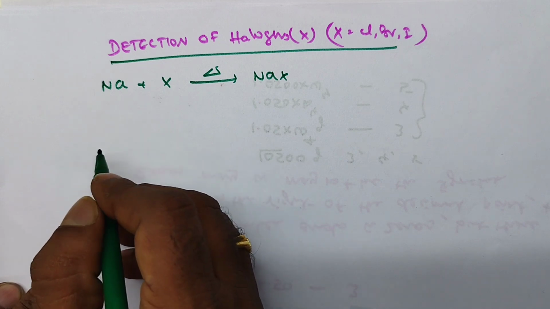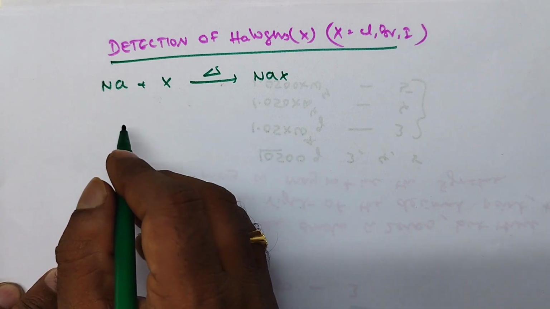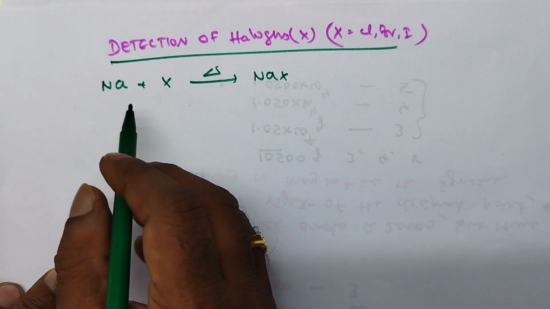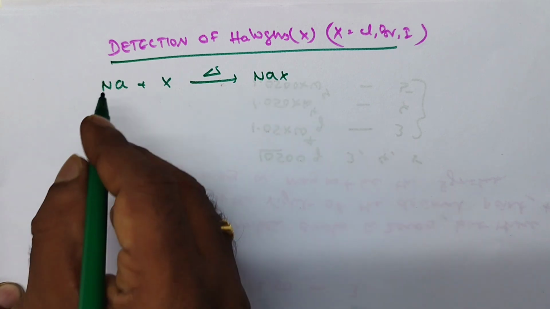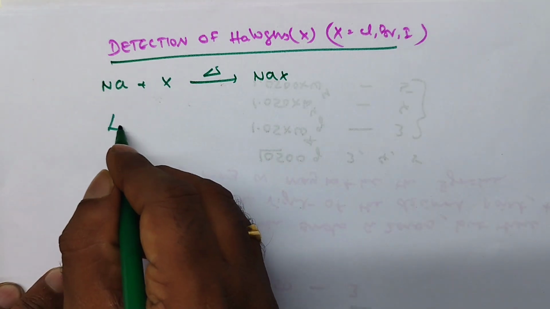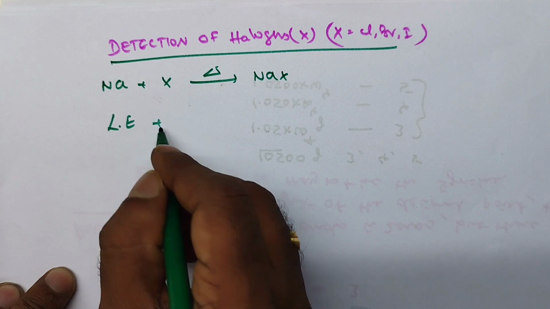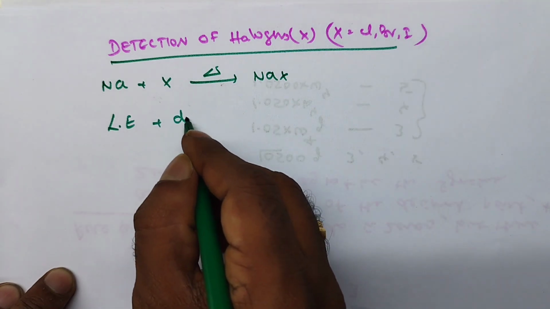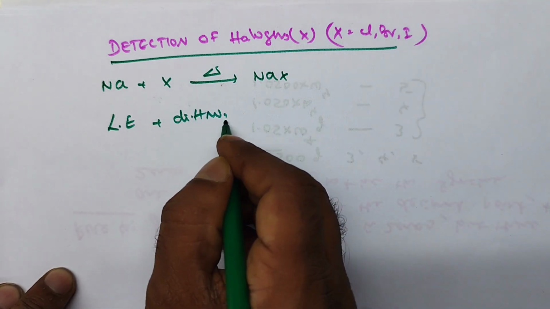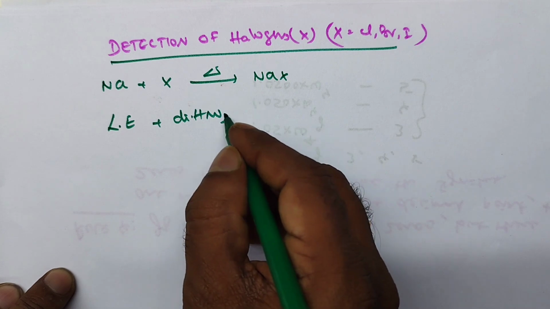So in this case, before testing the halogens, the Lassaigne's extract is to be boiled with dilute nitric acid and cooled.